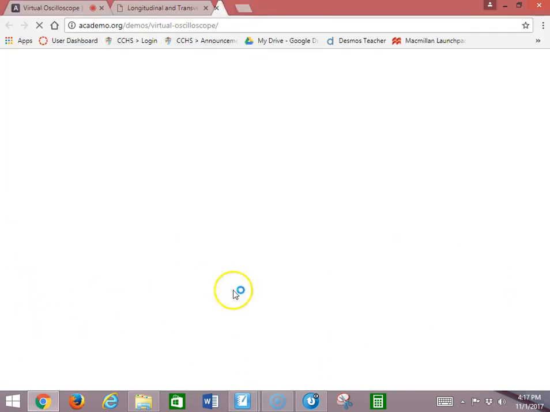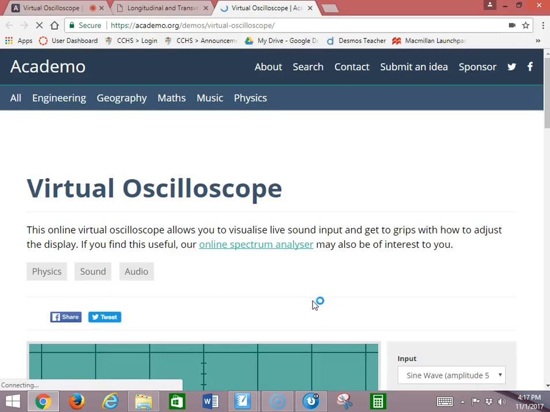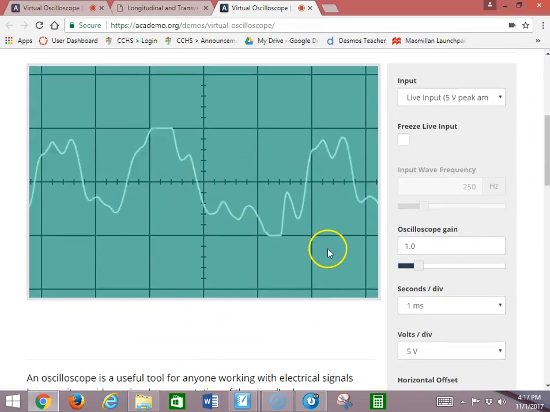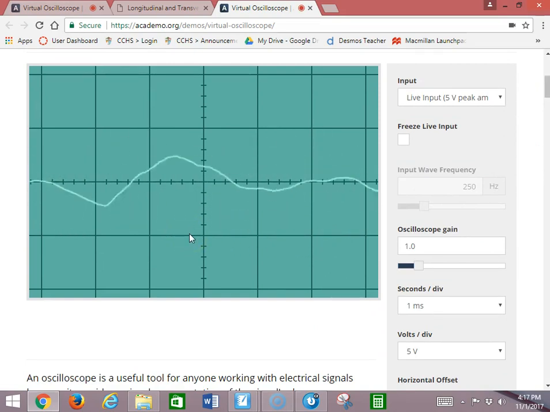So I have a virtual oscilloscope here, and this oscilloscope is actually measuring what I'm saying as I talk. It's taking in the sound of my voice. So I'm going to attempt to make a more pure tone and show you that it looks like a sine wave. Okay, so that is what a sound wave looks like. It looks like a sine wave.